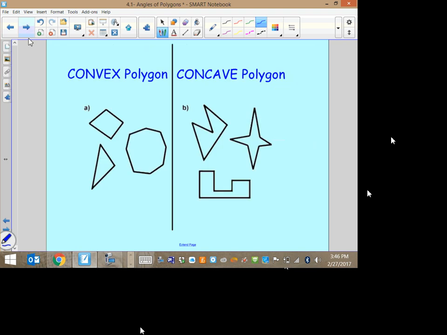And just note the difference between a convex and a concave polygon. Convex looks like you can blow it up into a balloon, where concave, you can see it kind of caves in. So note, a concave polygon caves in, and a convex blows up into a balloon.